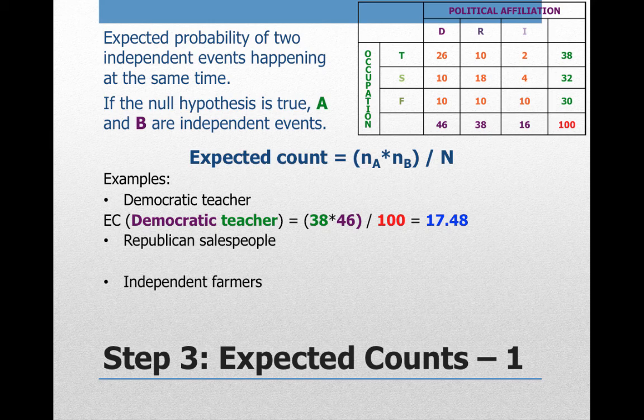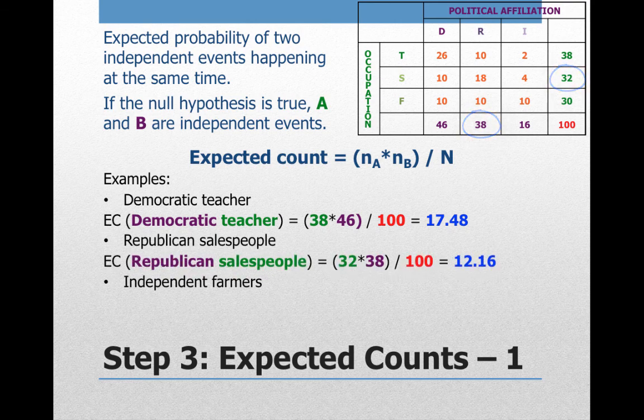Alright, so let's see how you did. So let's first work with Republican salespeople. So how many Republicans are there? There are 38 Republicans. And how many salespeople are there? There are 32 salespeople. So 32 times 38 divided by our total sample size, which is 100, equals 12.16. So we would expect to see 12.16 people out of 100 people to identify as Republican salespeople.